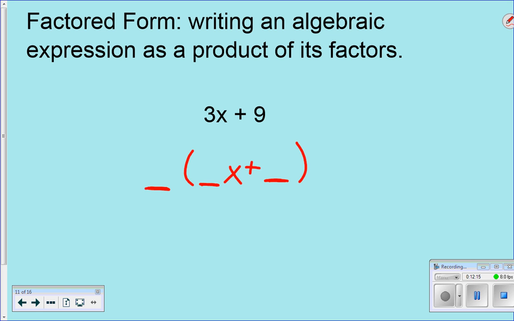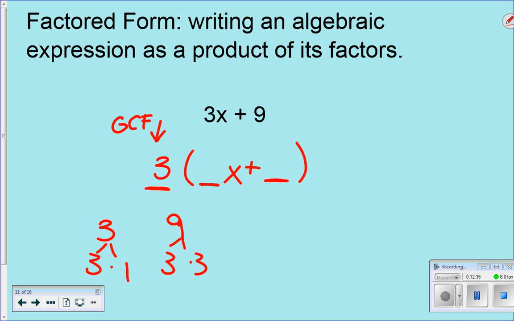Now some of you might be wondering why I had to find the GCF. Here's the deal. The GCF of these 2 numbers has to go on the outside. If you don't know what the GCF is, then you do your factor tree. What's the GCF? 3. So 3 goes out here. Then I say to myself, what times 3 would have given me this? What times 3 would have given me this? This is my answer. The end.